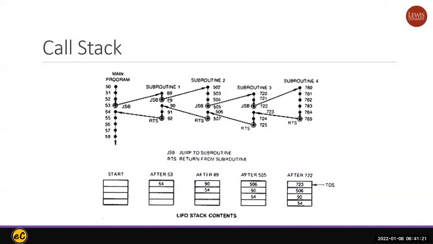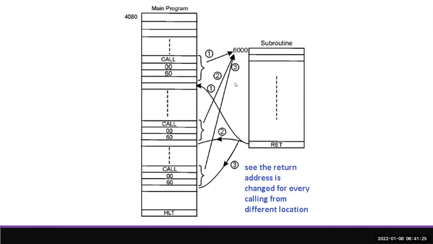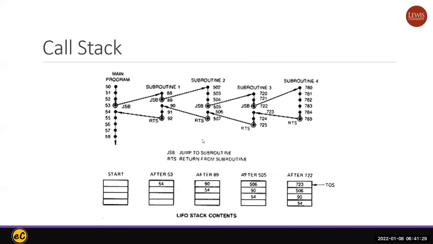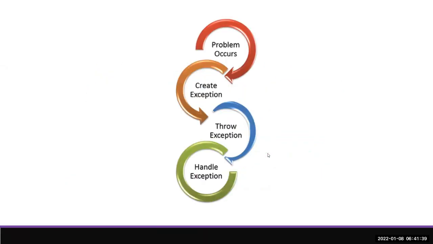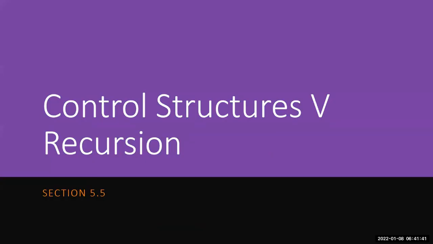And a function can call another one, so you will have a call stack. The call stack includes the return address, the local variables, and also the parameters. Exceptions, we explained already.